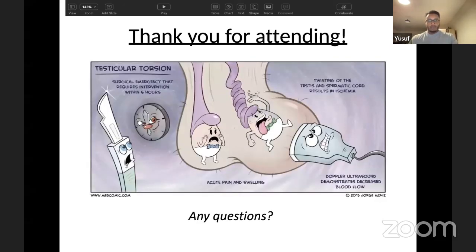Perfect. So this is quite a nice diagram that wraps everything up. You get acute pain and swelling. If you have testicular torsion, again, it's a surgical emergency that needs intervention, usually within 6 hours. The Doppler ultrasound will demonstrate decreased blood flow, but again, we don't want to be doing ultrasound scans. We want to be taking these patients for scrotal exploration. And you'll get twisting of the testis and the spermatic cord, resulting in ischemia, because you've got that impaired arterial inflow and impaired venous outflow.